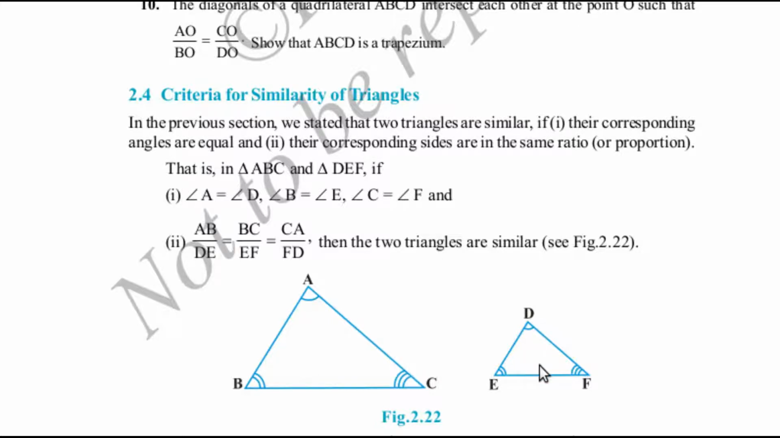These two triangles are said to be similar if their corresponding angles are equal, that is angle A is equal to angle D, angle B is equal to angle E, angle C is equal to angle F, and their corresponding sides are in proportion. That is, the length of AB divided by DE is equal to the length of AC divided by DF, which is equal to the length of side BC divided by EF. If these two conditions are satisfied, we can say that these two triangles are similar.